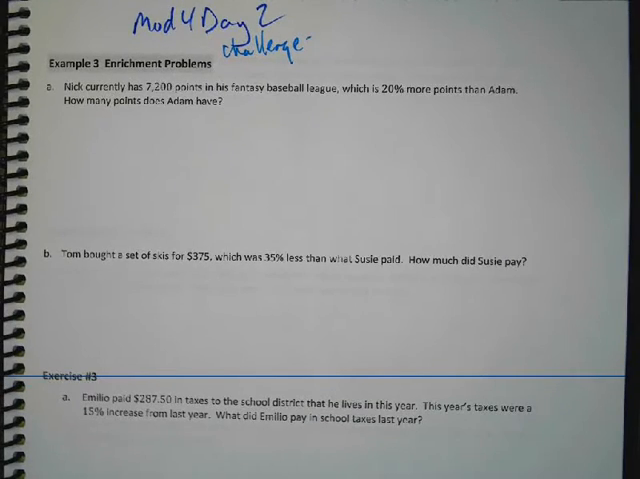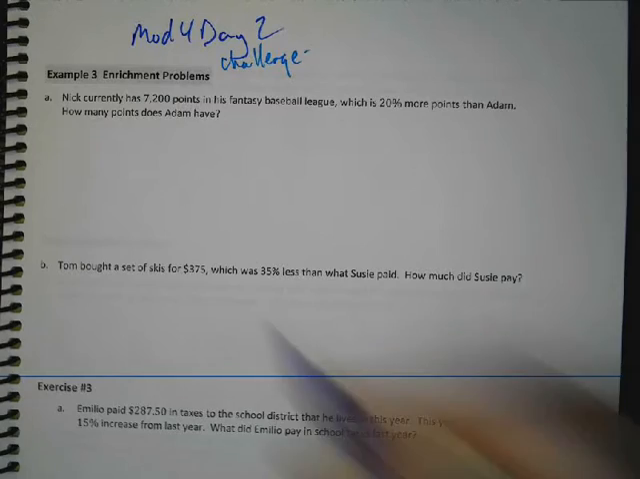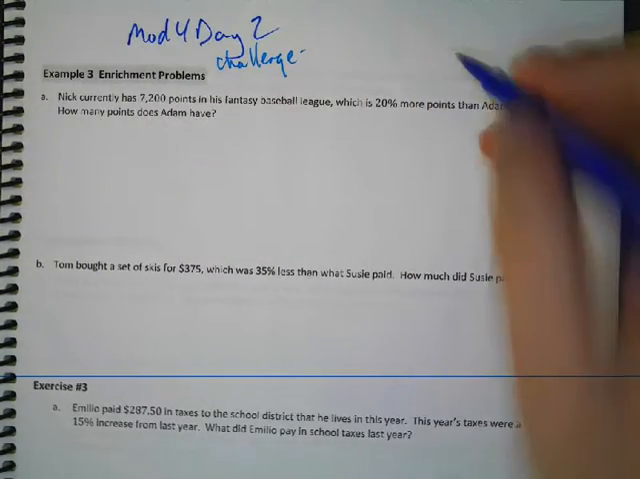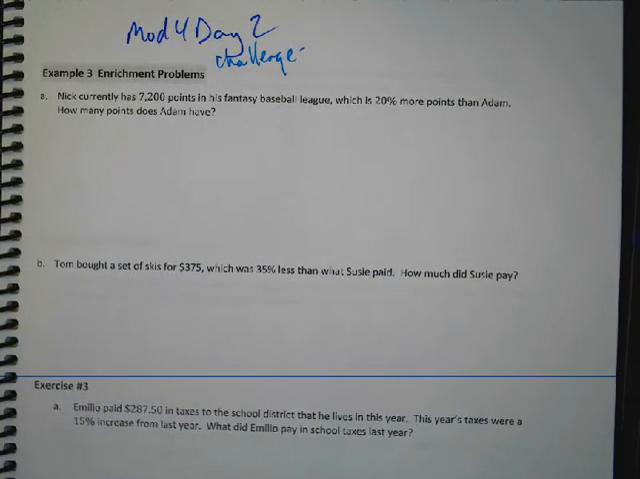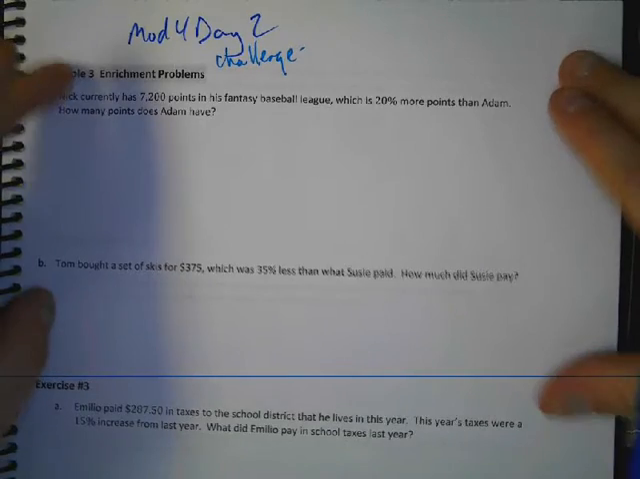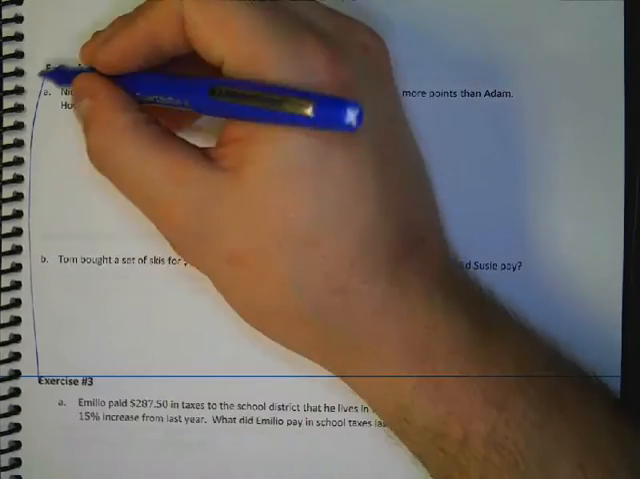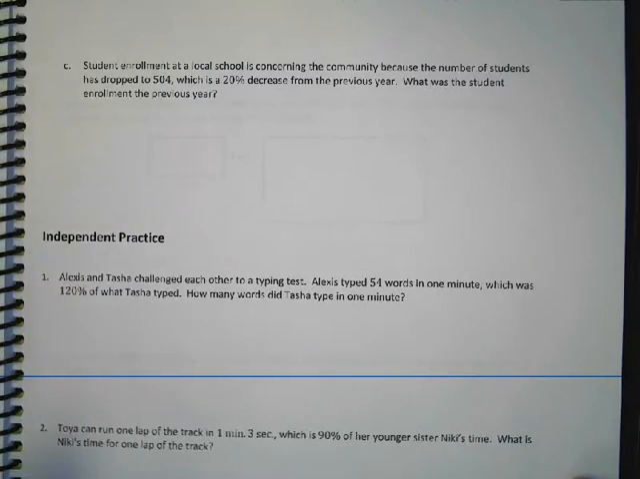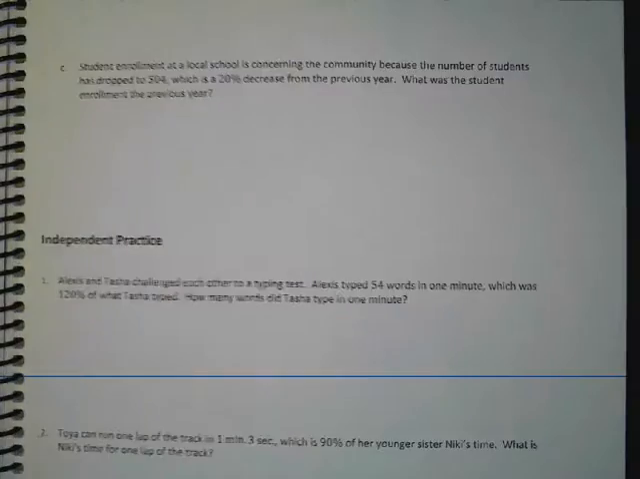Hello students, we've got the enrichment piece of Module 4, Day 2, some enrichment problems. It's still about finding the whole amount, okay? So in this example I got A and B. I want to represent, there are two types of percent problems, and I'm going to use a picture. And then you have exercise 3, which does go hand in hand with these. So exercise 3 is going to be like the two examples here, and then as we move forward, the independent practice is just a mix of problems that you'll continue to work on.